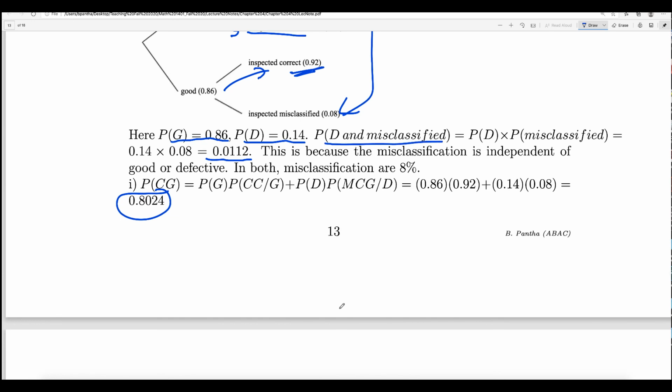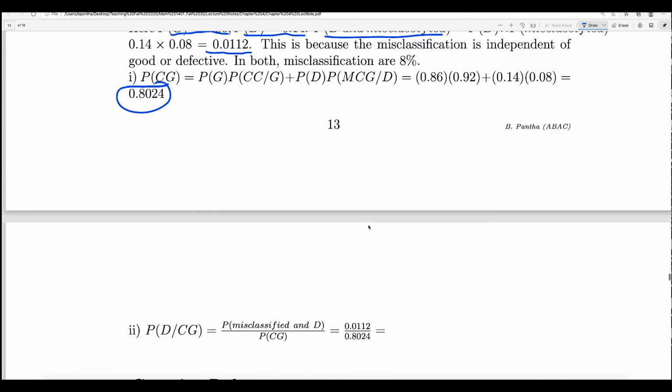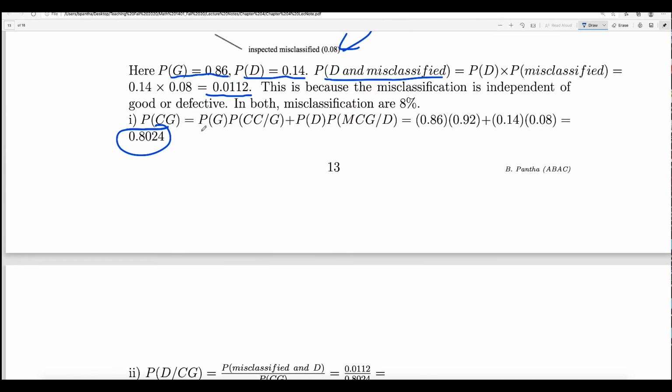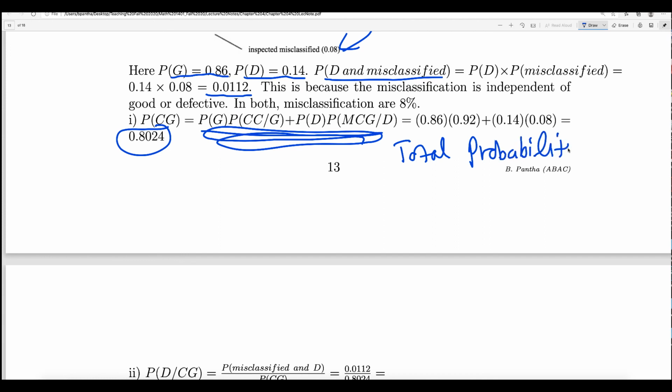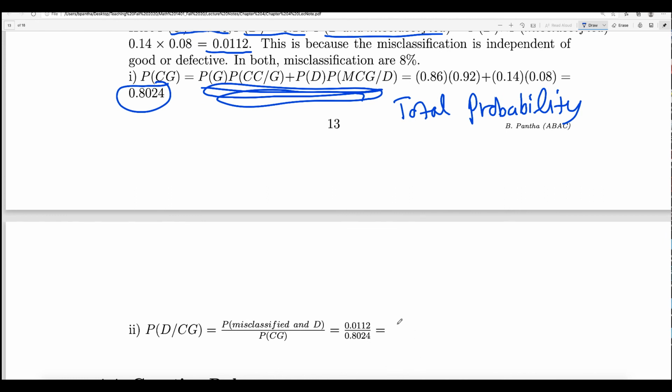The probability is 0.0112. So the top value is 0.0112, and the bottom value we got already, that is 0.8025. Actually, this value is called the total probability, the total probability of classified as good. We do not actually cover total probability in this class; we only discuss it on this problem, but not much in this course. And whatever you get when you divide is the final answer there.